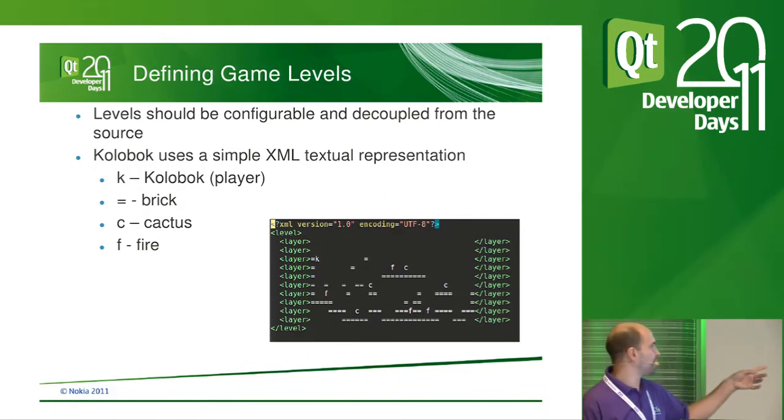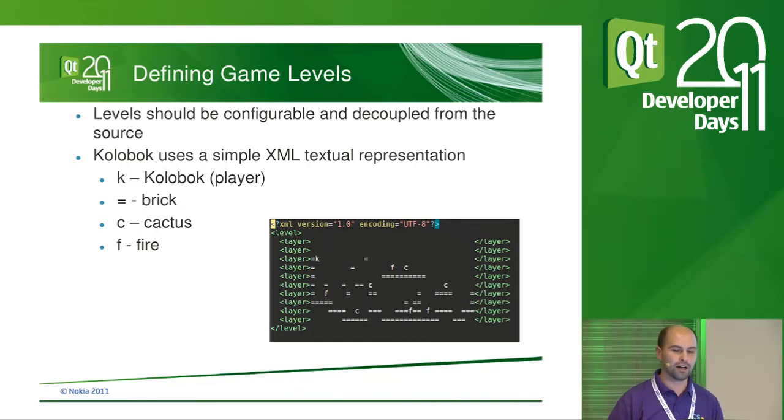So the configuration files look something like this. They're simply XML. Spaces are open space for our hero to move in, equals are bricks, C's are cactus, and F is fire. Very basic. We're going to process this in, we're going to load it in C++. The QML is going to load items dynamically in JavaScript based on this information.